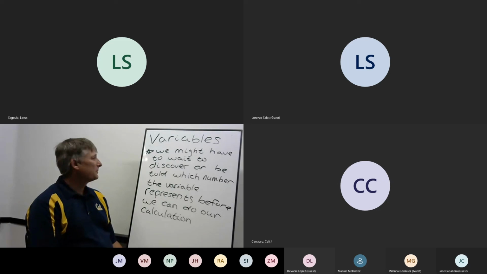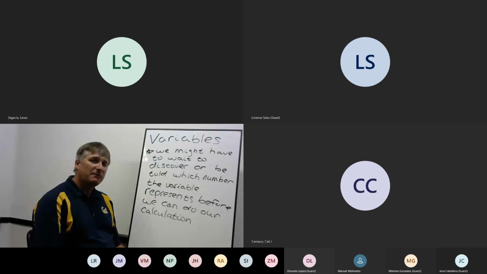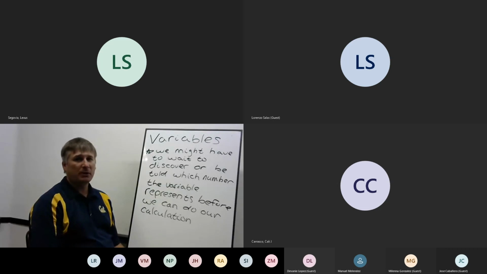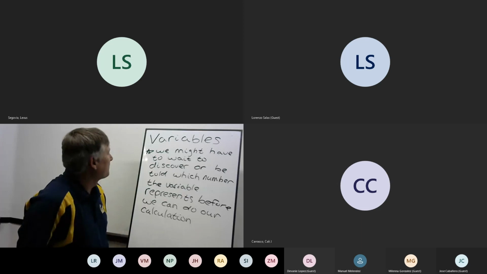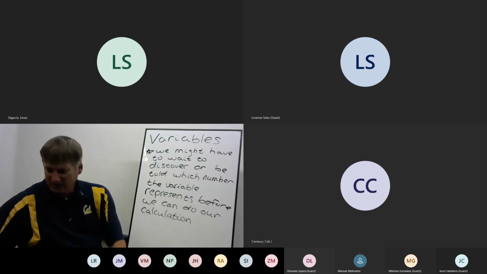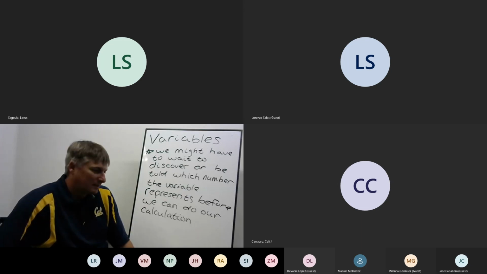The trick with variables is that we might have to wait to discover or be told which number the variable represents before we can do our calculations. So if you have a variable in a calculation, you can't do that calculation until we know what number the variable represents. We can't do it. So for example, I'll give you another second to write that down.